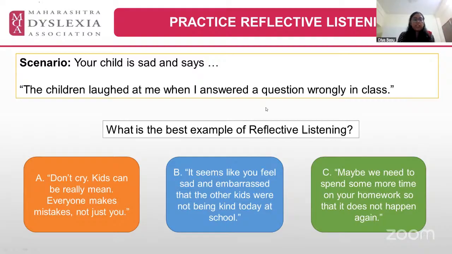Again, when you say don't cry, it means that it's not okay to feel sad in that particular situation. This is not something that we would like to say to children. And in the third one, maybe we need to spend some more time on your homework so that it does not happen again. It's almost blaming the child for not doing the homework properly. So the child will start questioning himself or herself that maybe I should have done a better job so that I don't get laughed at again. That is again something that we don't want to do. So this is reflective listening, part one.